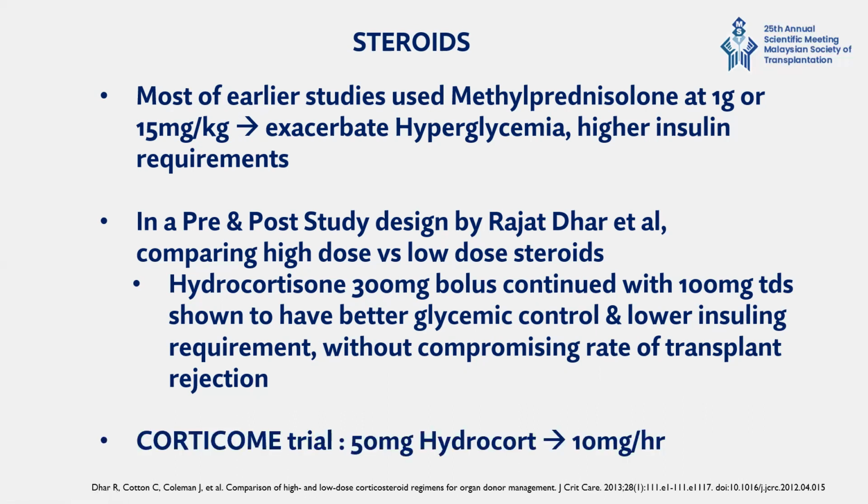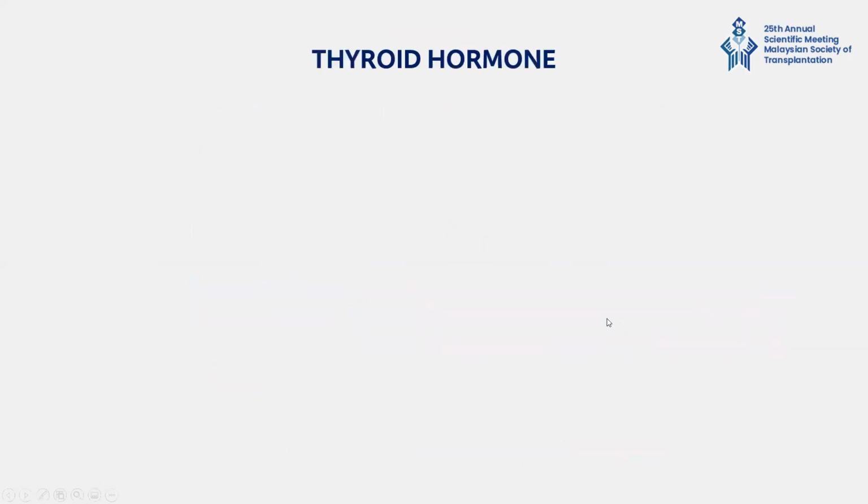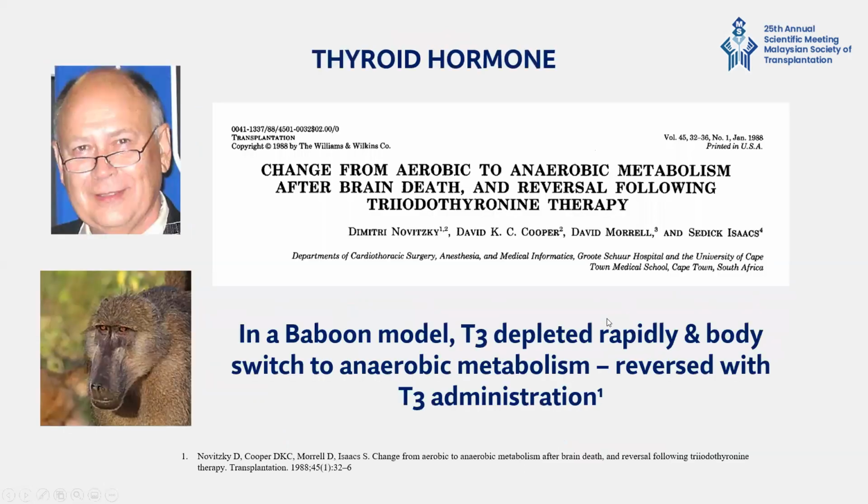So they have shown that between methylpred and hydrocortisone, hydrocortisone has been shown to have better glycemic control and lower insulin requirement. So as you can see from the Corticus trial, they used 50 mg hydrocortisone, which was then lowered to 10 mg per hour. So these are some recommendations that have been used in the previous studies. So how about thyroid hormone?